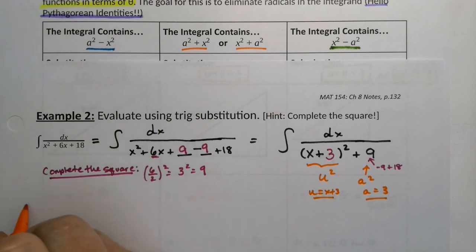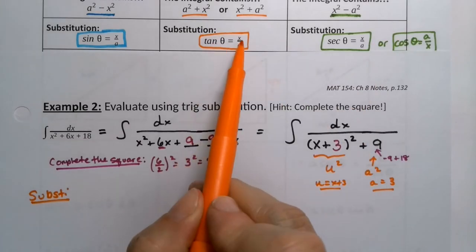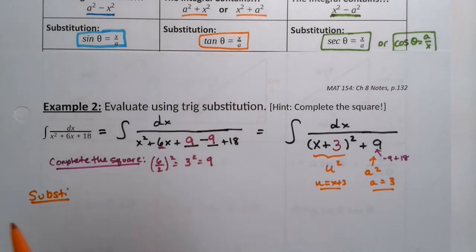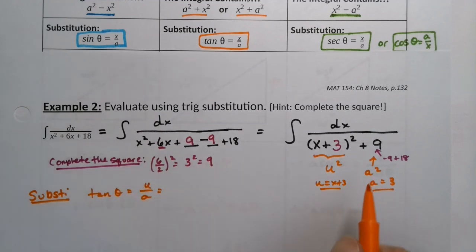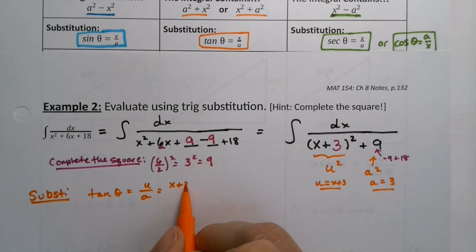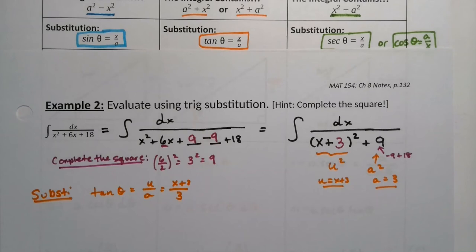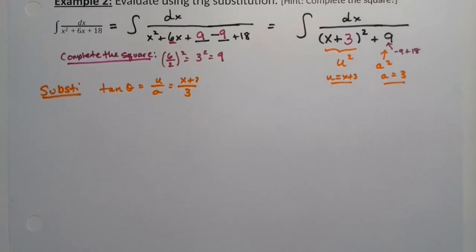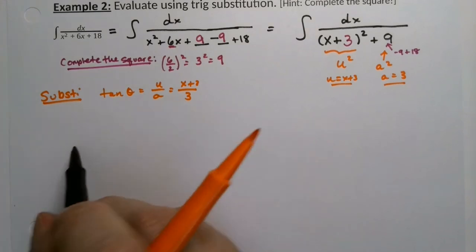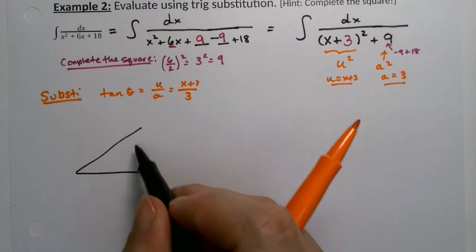All right, so our substitution that we're going to make on this one is right here. The tangent of theta is equal to, in our case, u over a. Tangent of theta is equal to u over a, which will be x plus 3 over 3. All right, now I can use all of that knowledge that I have gained, and I can make a triangle, and I can do all of that good stuff. All right, so let's think about that triangle.